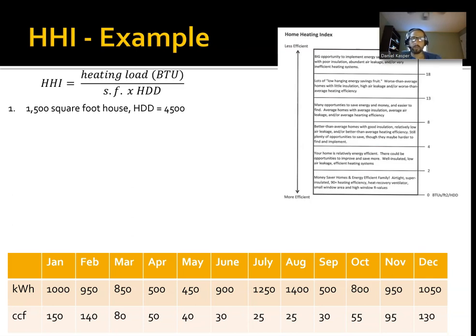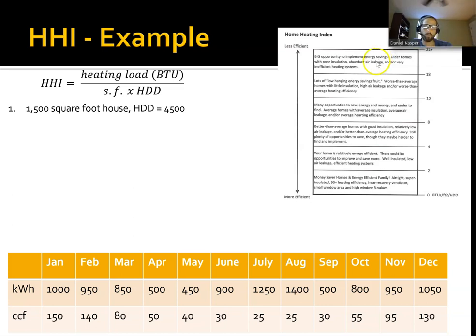So, as a review, home heating index gives you sort of a general indication of how efficient a building is. It's not a perfect metric, but it does give you an idea of the general level of efficiency. And over here is your scale from 0 to above 22. The higher on the scale, the less efficient your building is, all else being equal. Okay, so that's kind of how it works.